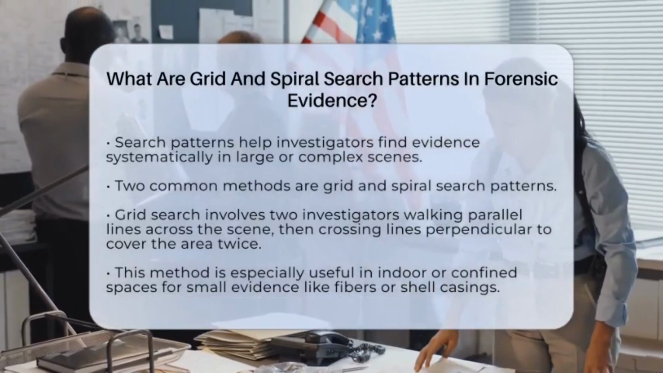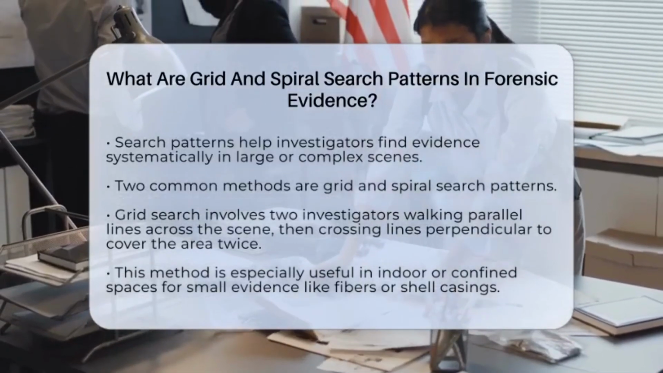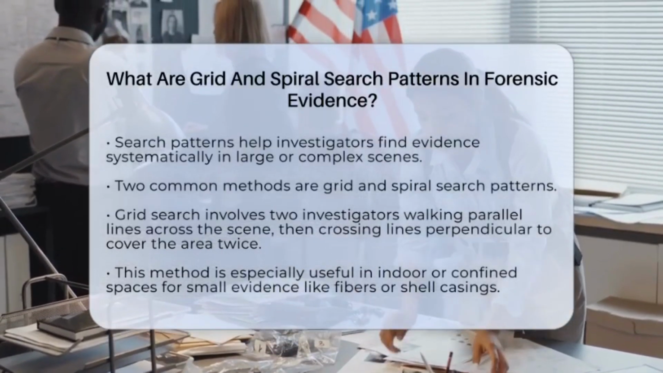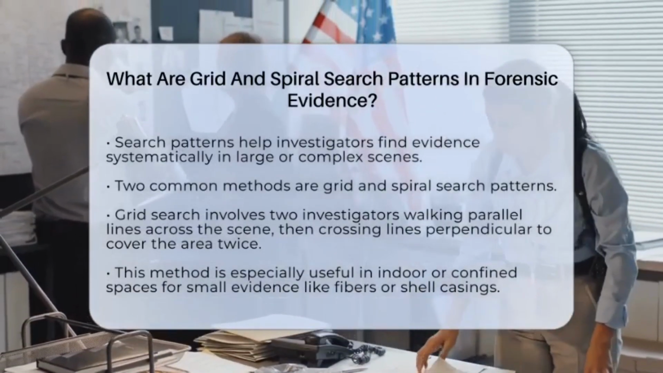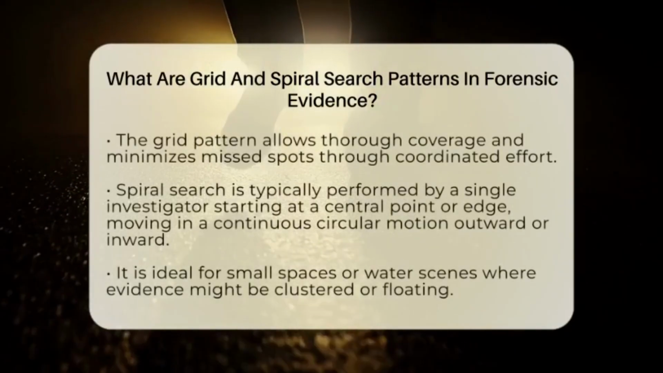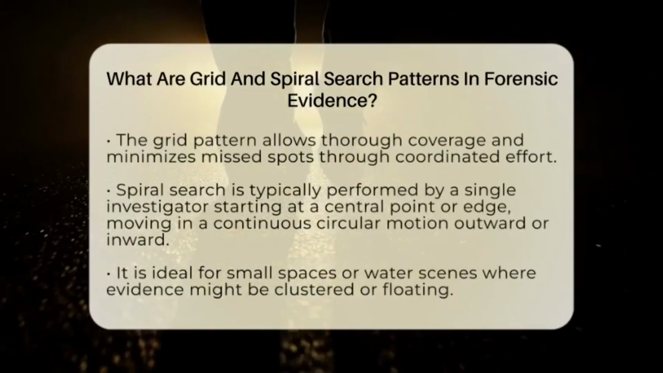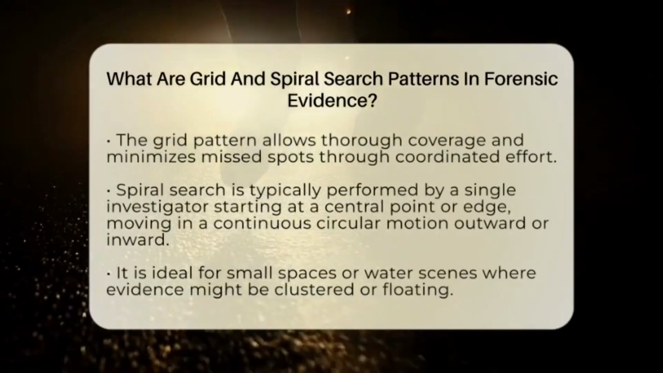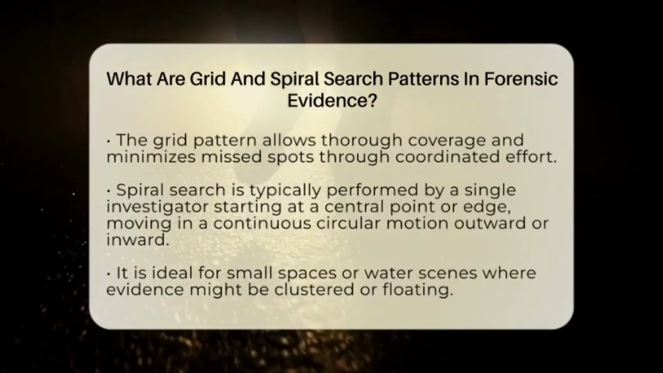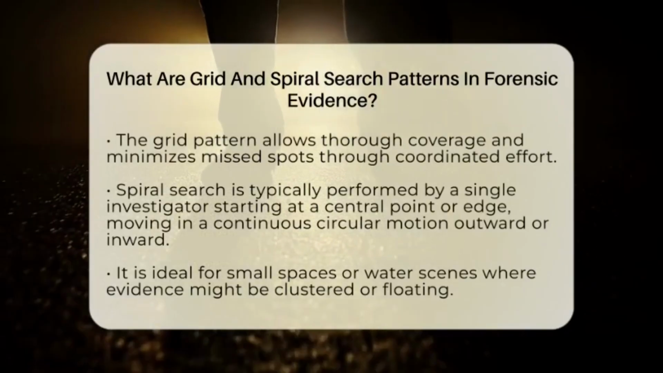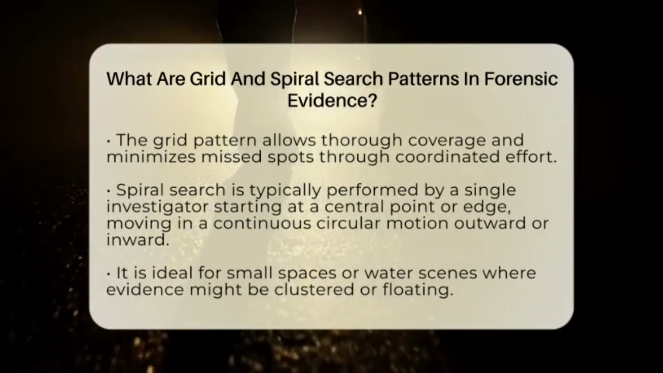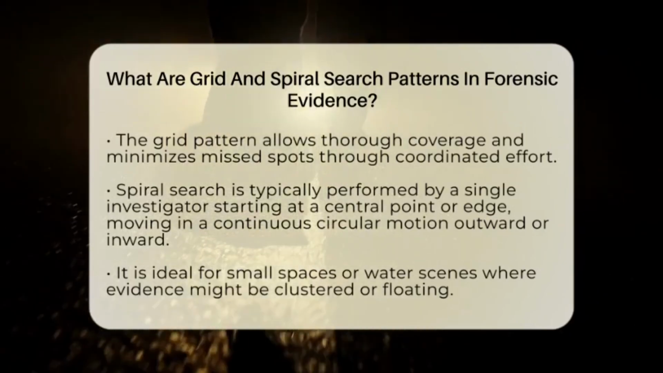A grid search pattern involves two investigators working together. They start by walking side by side in parallel lines across the area. Once they finish one pass, they turn and go back in lines perpendicular to the first set. This crisscross movement covers the entire scene twice, making it very thorough. It's especially useful in indoor or confined spaces where small evidence like fibers or shell casings might hide. Because two people coordinate, they can cover more ground without missing spots.